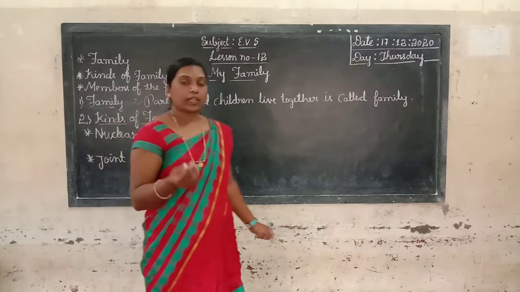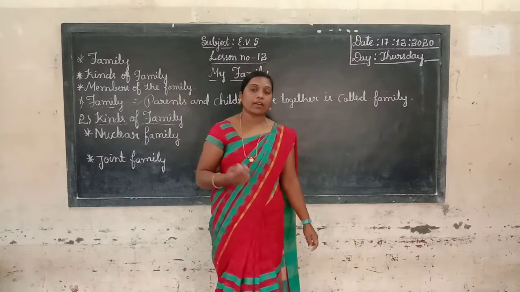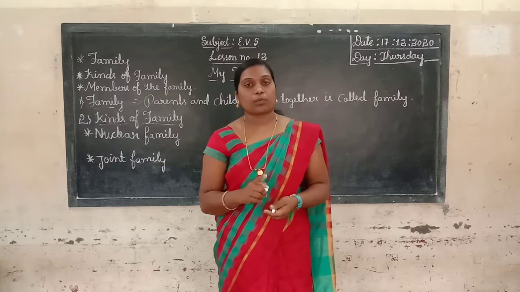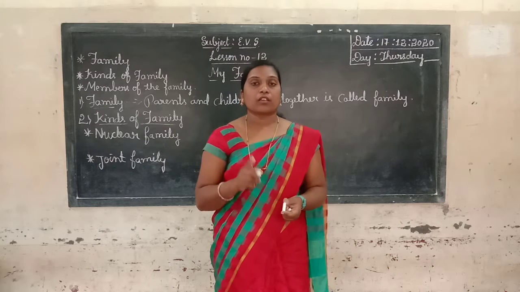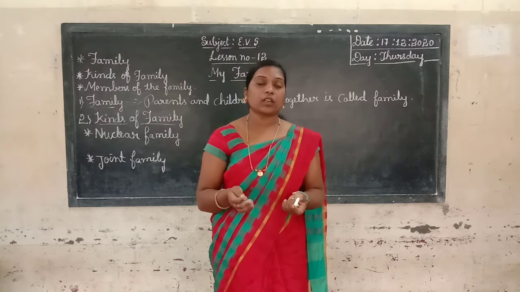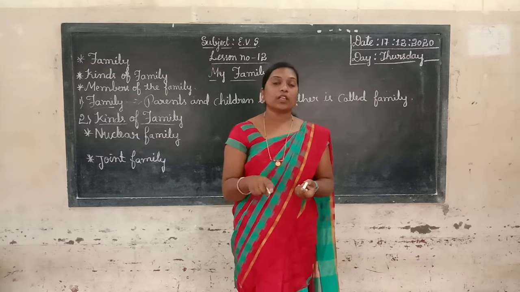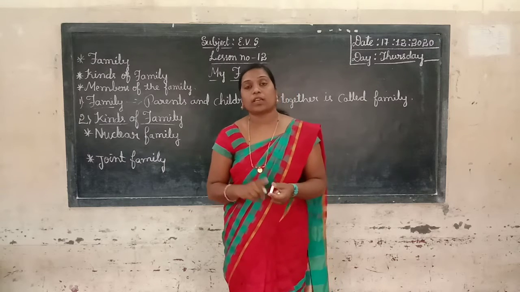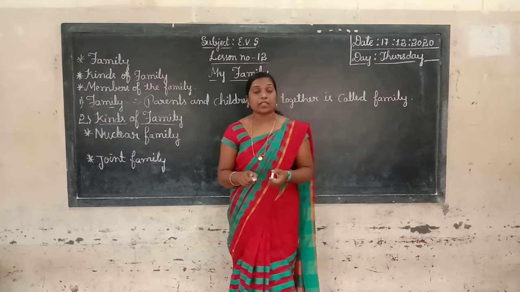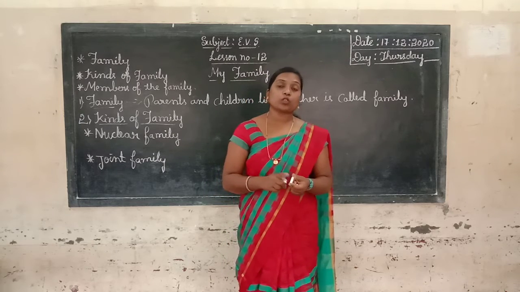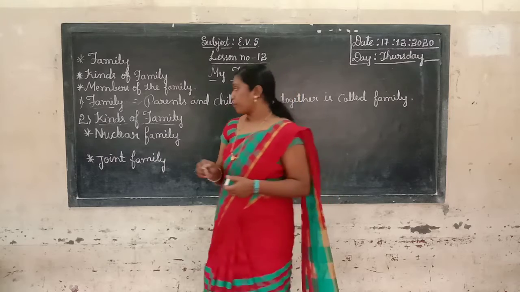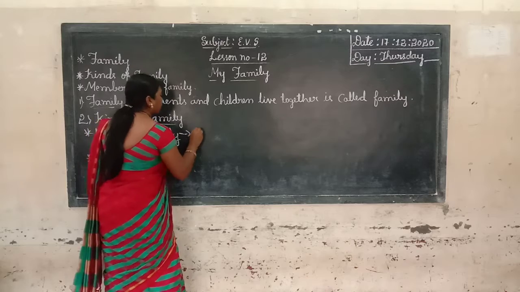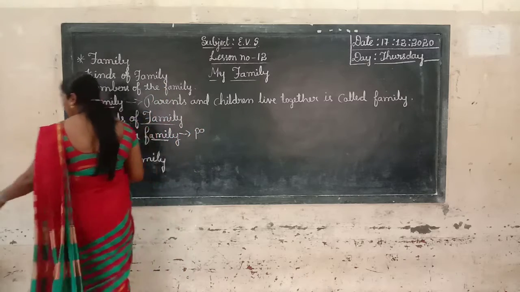So friends, what is a small family? Nuclear family. Okay. In the small family, father, mother, and their one or two children live together. That is called the nuclear family. In a small family, parents and their one or two children live together. So nuclear family means parents in a small family.